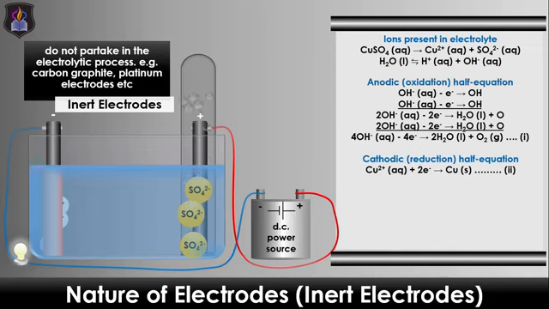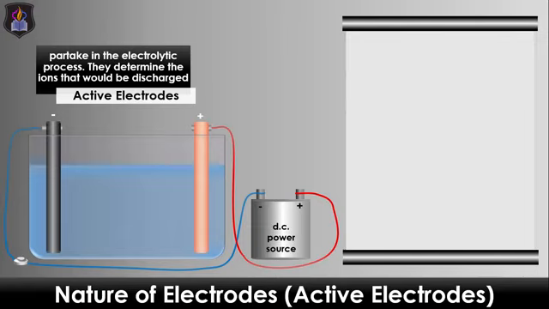Balance the number of moles of electrons transferred by multiplying the anodic half equation by 1 and the cathodic half equation by 2. Add the two equations to get the overall cell reaction. An active electrode is an electrode that processes and influences the ion that can be discharged. Examples are copper anode in copper(II) salt solution and silver anode in silver salt solution.